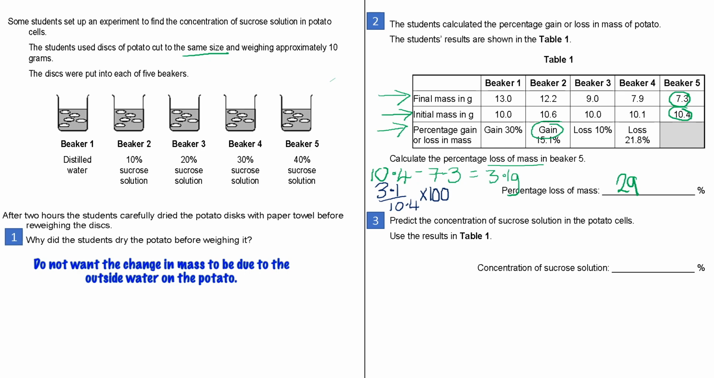So we can see that we start to have a loss in mass on beaker 3. So that means that the sucrose solution has to be somewhere in between beaker 2 and 3. And if we go back to our diagram on the other side, we can see that beaker 2 had 10% and beaker 3 had 20% sucrose solution. So the concentration of sucrose solution in the potato cells has to be in between them. You could have any answer in between 10 and 20%, and I tend to go for somewhere in the middle, so I would say 15%. But anywhere in between 10 and 20 would be correct.